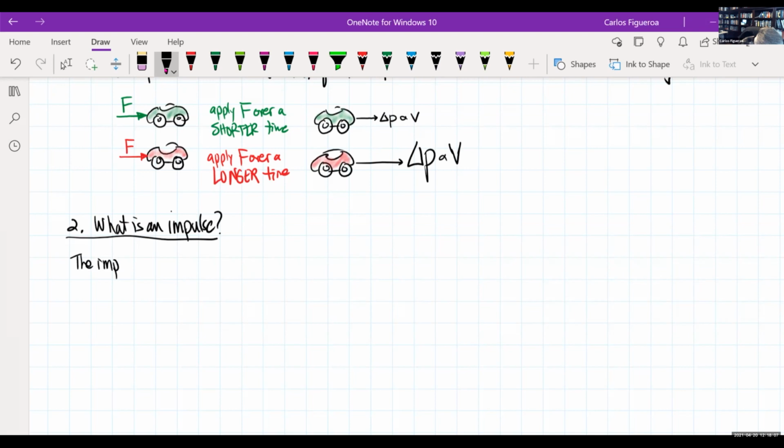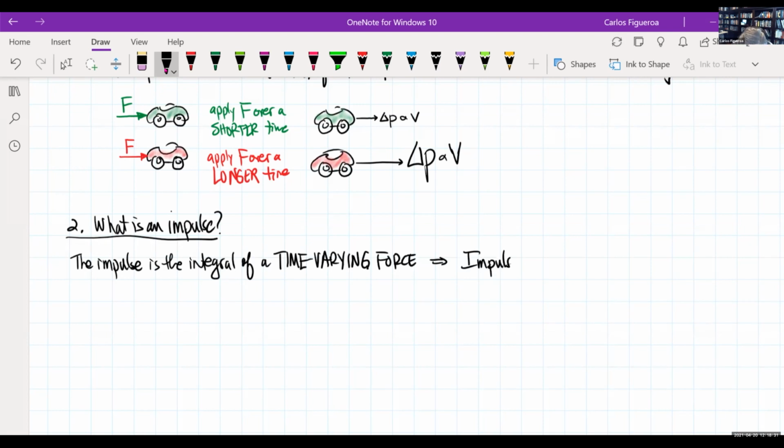The impulse is the integral of a time varying force. In other words, when I write the impulse, which is J, this integral from 1 to 2 is really an integral of a time varying force. So what do I mean by that?